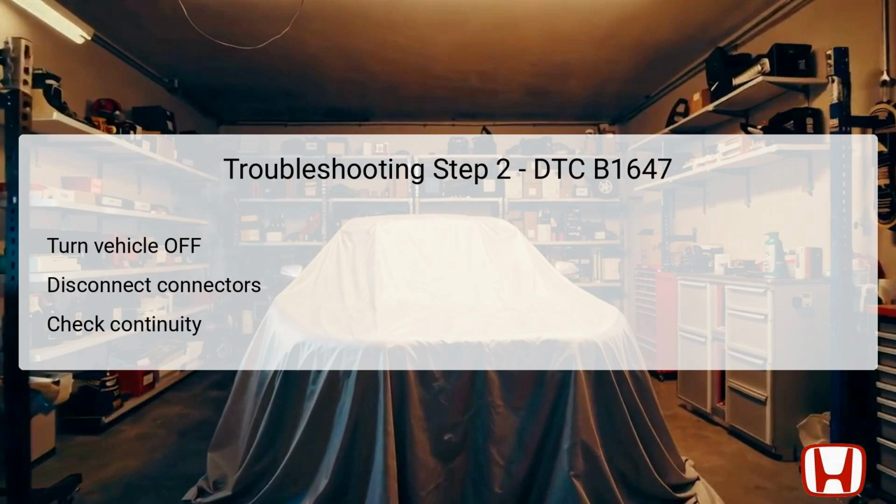In the second troubleshooting step for DTC B1647, begin by ensuring that the vehicle is turned to the off-lock mode. Following this, disconnect the relevant connectors, specifically the body control module connector labeled F36P and the front passenger's door outer handle 8P connector. This disconnection is necessary to safely measure the electrical continuity without interference. With these connectors disconnected, the next action is to check continuity between designated test points as specified in the diagnostic guidelines.